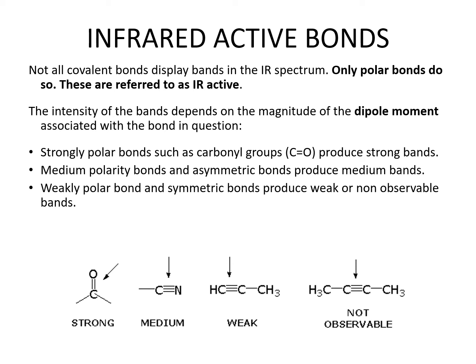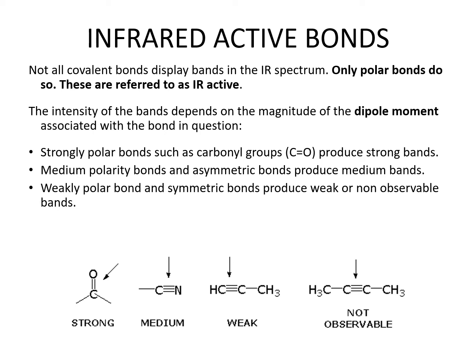Your carbon-nitrogen triple bond, even though it's a strong bond, there's an electronegativity difference between carbon and nitrogen, especially with the lone pair of electrons on that nitrogen. So that's an IR active bond, but not as much as the carbon-oxygen. So it would be a medium peak. It wouldn't be the 100%. It'd be around 50, somewhere in that range.